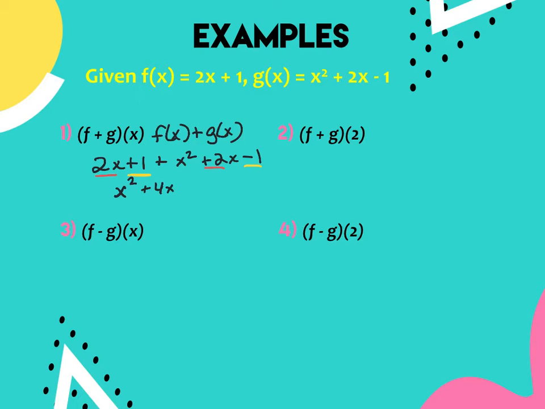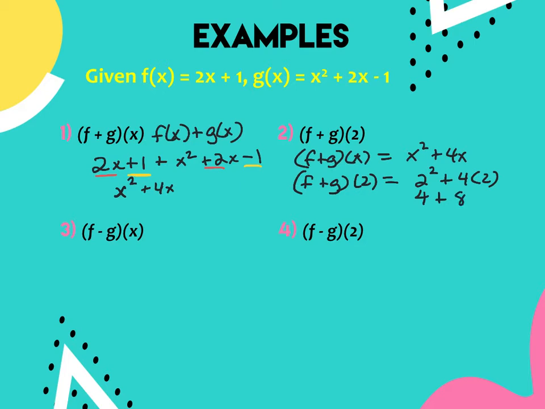Now that I've combined it, over on number 2, they're actually asking me to plug in or substitute for x the value of 2 into the combined functions. I already have the answer of f plus g of x, which equals x squared plus 4x. I answered that in number 1. So now, instead of leaving the x there, I'm going to plug in a 2 wherever I see it. So 2 squared plus 4 times 2. 2 squared is 4. 4 times 2 is 8. So this answer is 12.